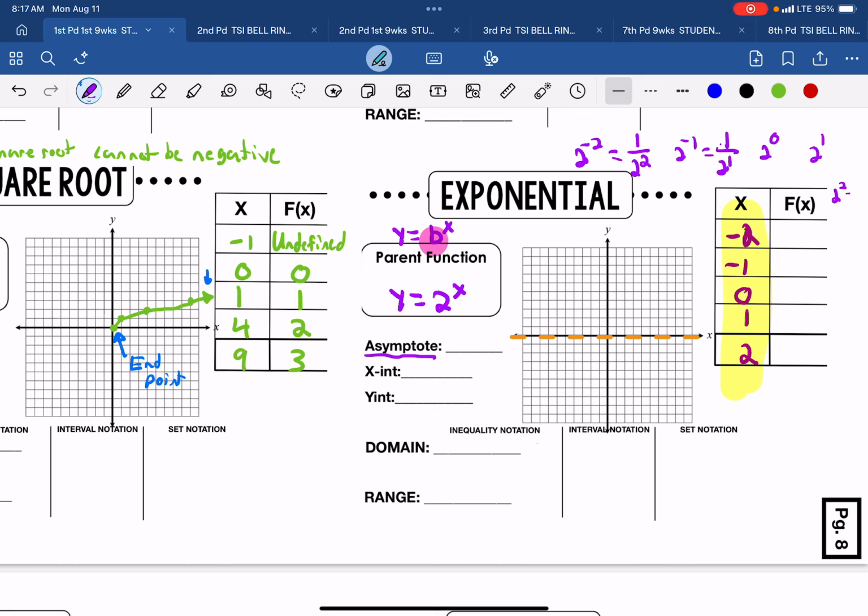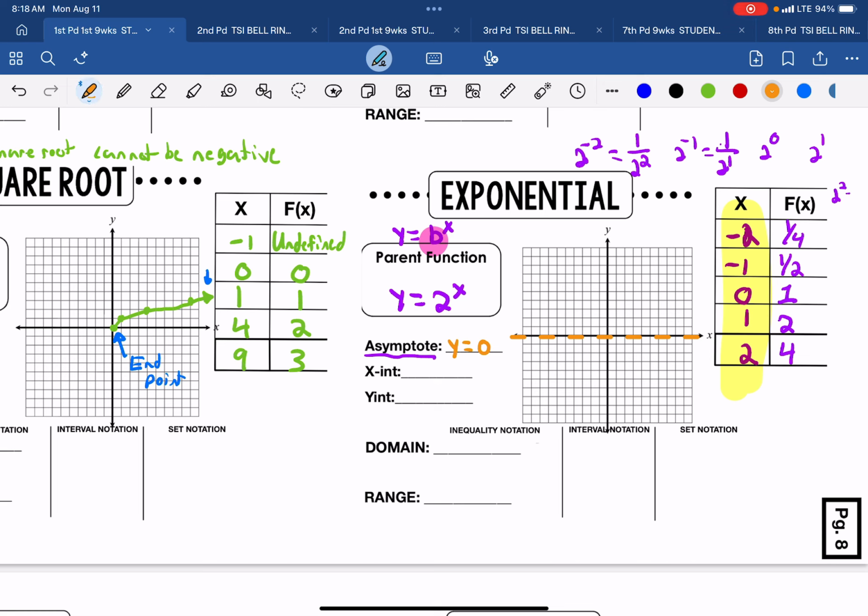Cool. So what's 1 over 2 to the power of 2? It's 1/4. 1 over 2 to the power of 1, 1/2. 2 to the power of 0, remember, anything to the power of 0 is equal to 1. 2 to the power of 1 is 2, and 2 to the power of 2 is what? 4. The asymptote, like I mentioned before, it's on the x-axis, so we're going to say y is equal to 0. That's how we get it. Remember, y equal to a number, we get a horizontal line.